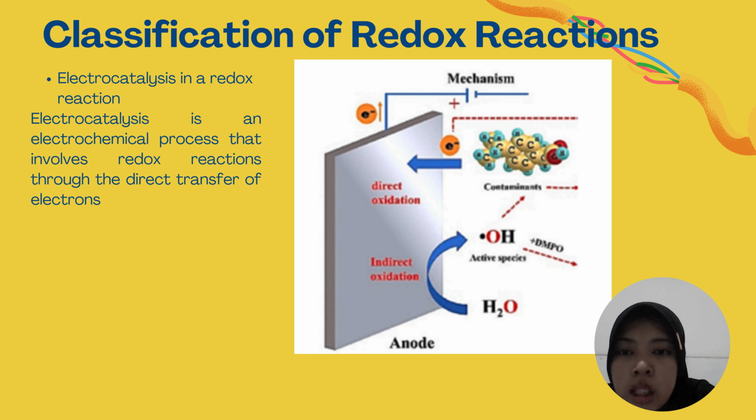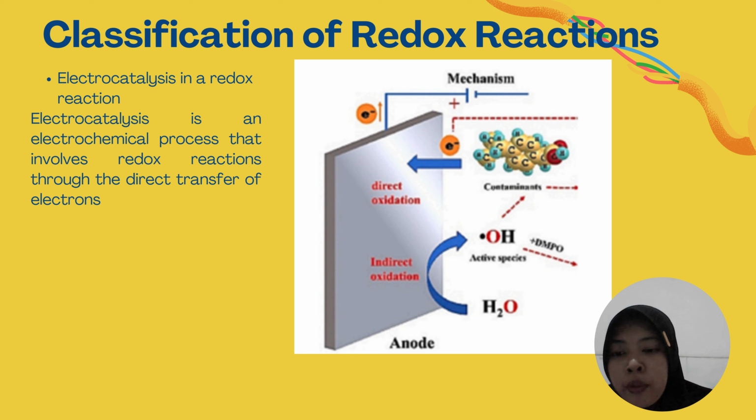And the last classification is electrocatalysis in a redox reaction. Electrocatalysis is an electrochemical process that involves redox reaction through the direct transfer of electrons. A voltage is applied across the electrode to balance the reaction potential, causing the electrons to move from a higher to a lower potential.